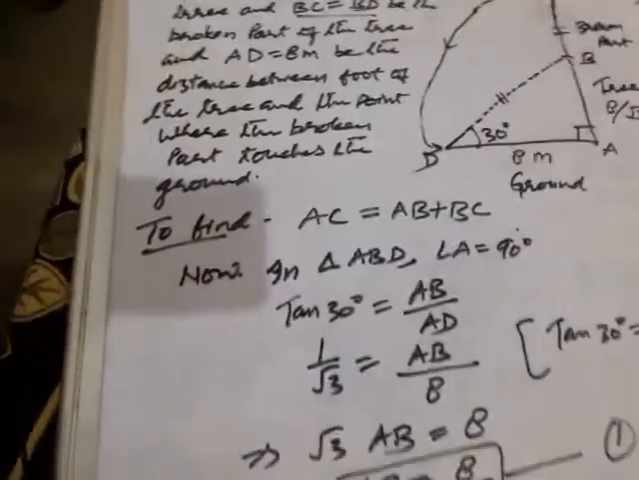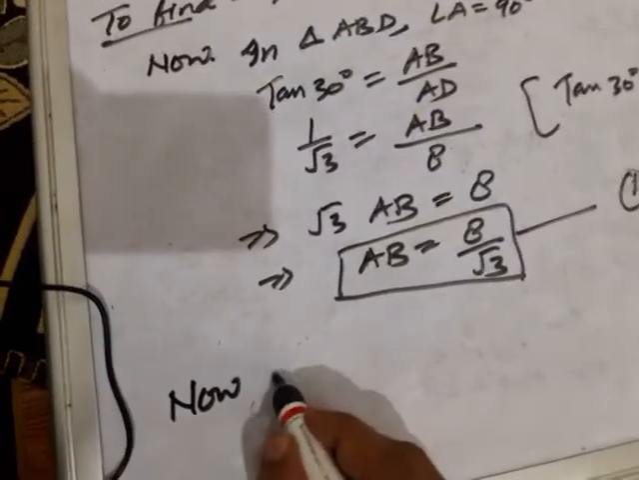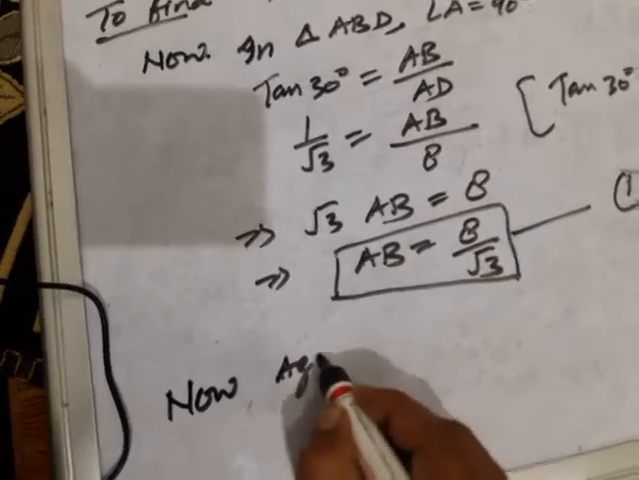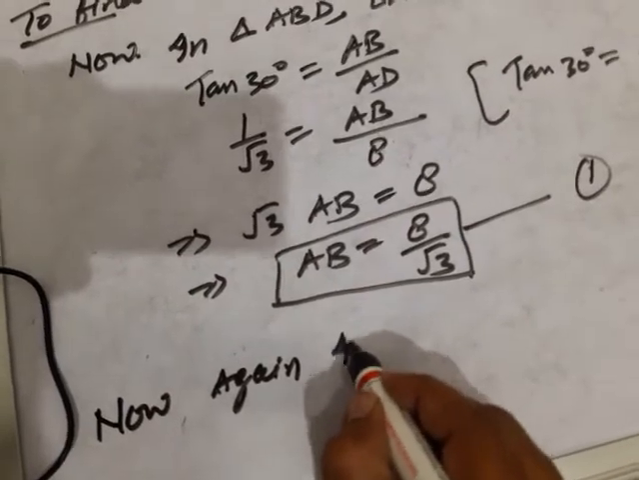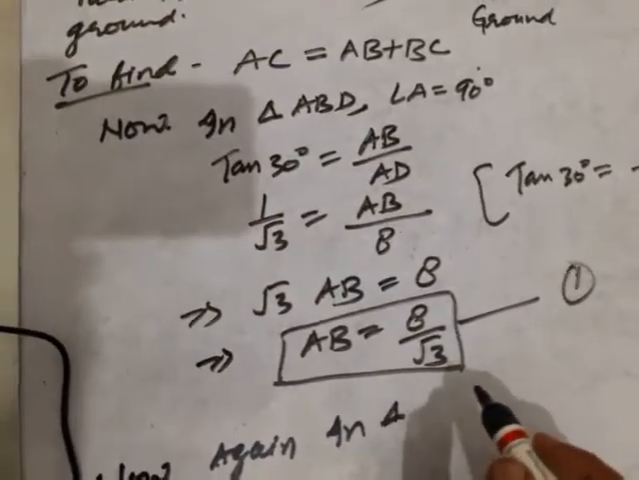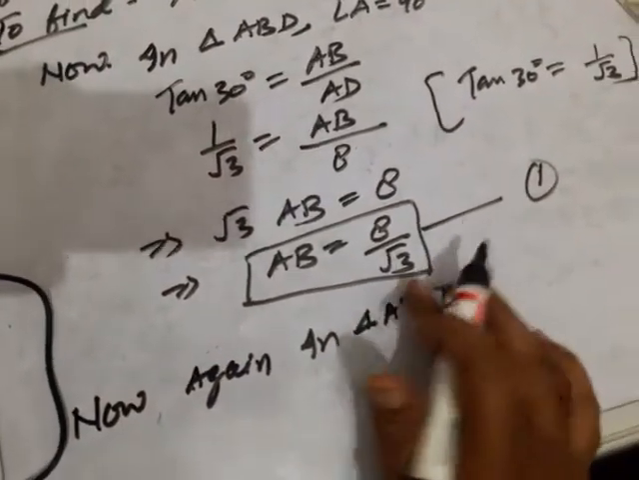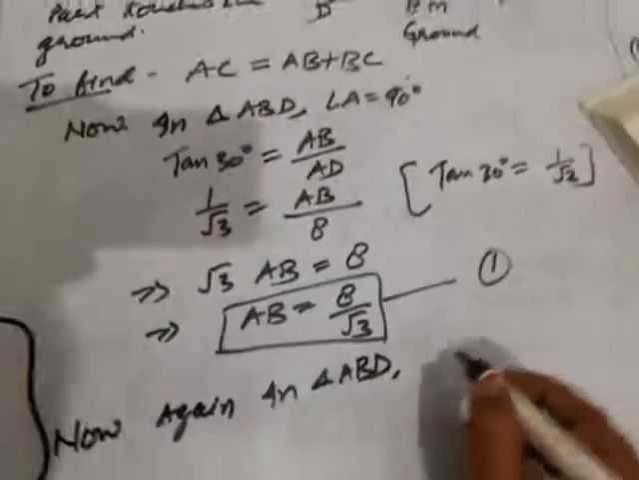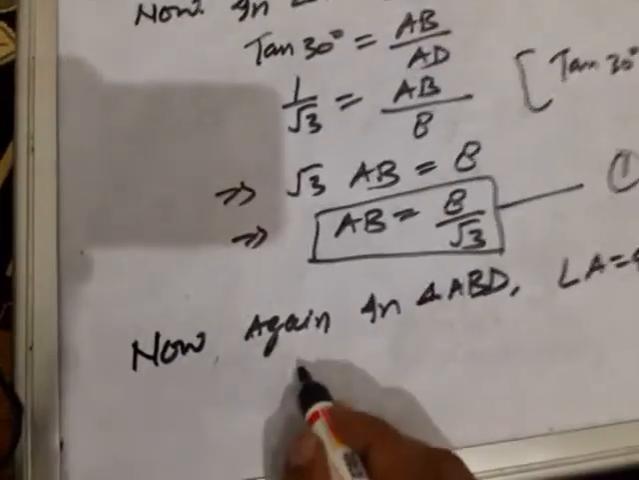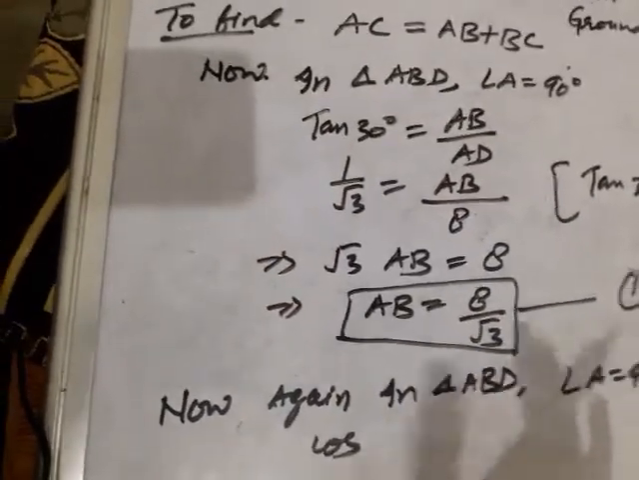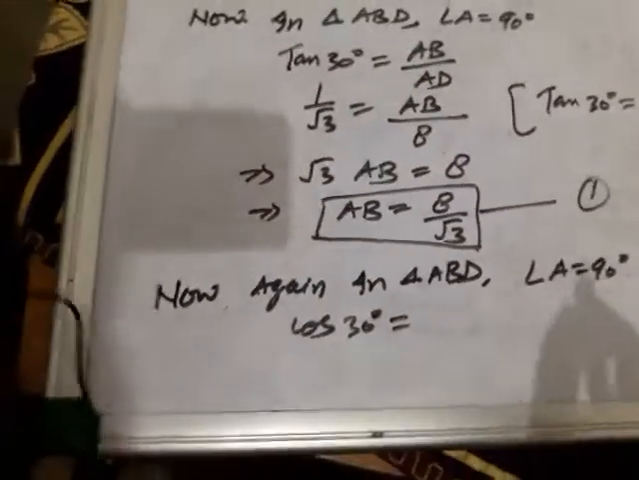Okay children, now let us find out again in triangle ABD. Two options are there. Triangle ABD, angle A equal to 90 degree. So let us take cos 30 this time. You can take any trigonometric ratio, but clearly it may take time. Cos 30 degree equal to what?